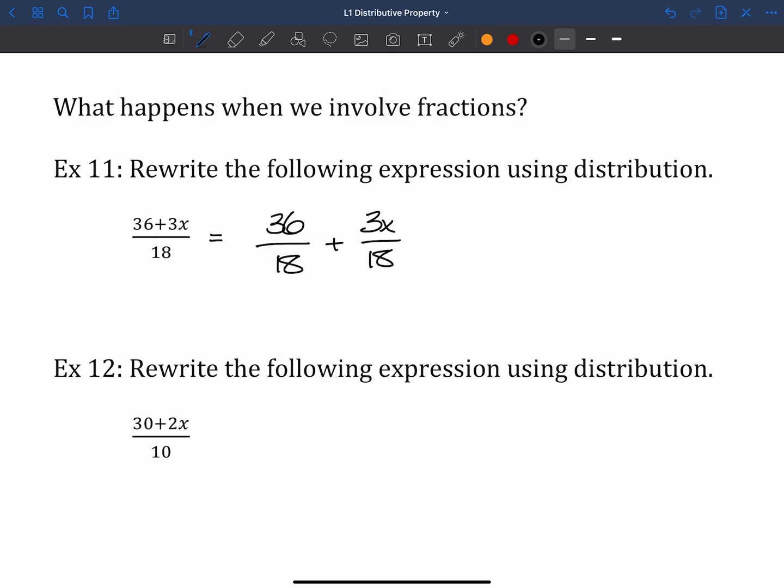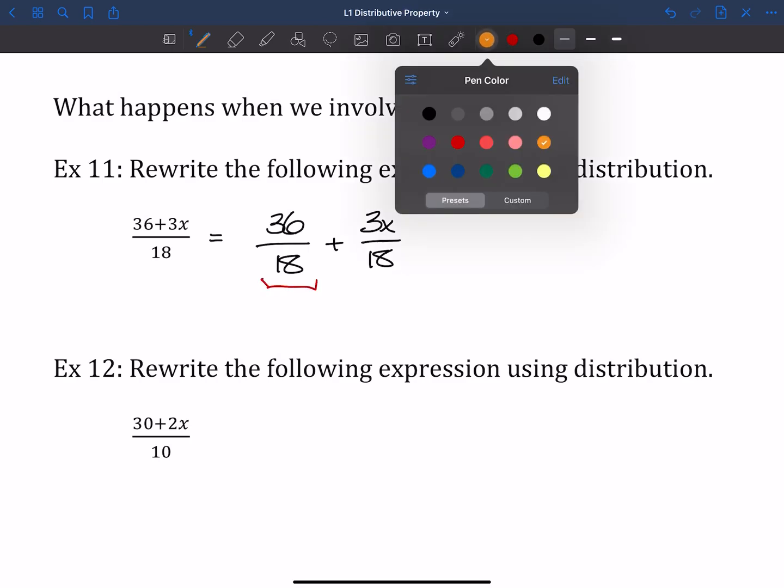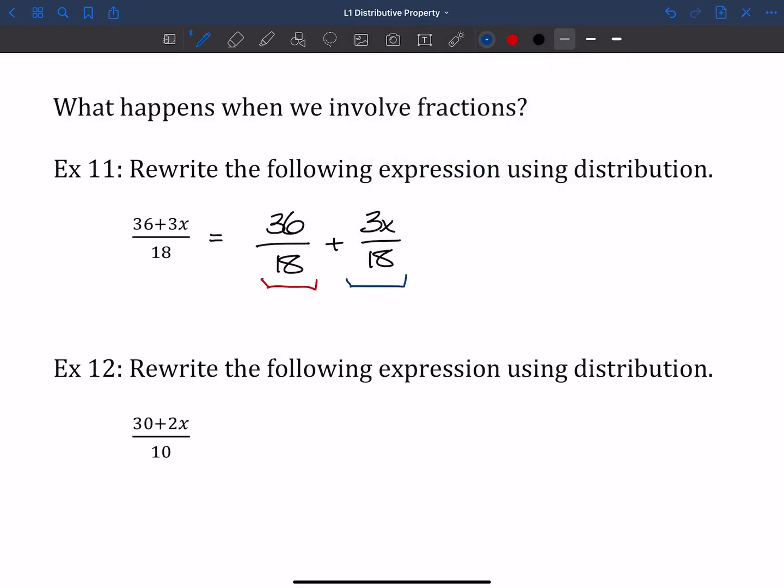Right? So why might we want to do that? You might be thinking, like, that makes it look even worse. So the reason that we're doing that is because then we can take these different chunks and simplify them on their own, right? 36 divided by 18, if I plug that in a calculator, that's just going to be 2, right? So that means that we can simplify that first chunk into just 2, which is pretty nice.